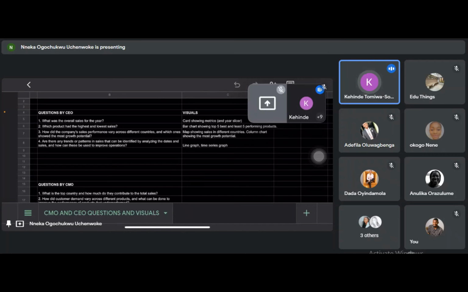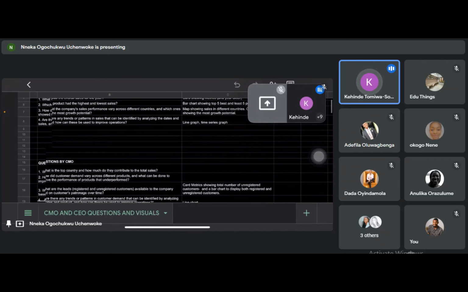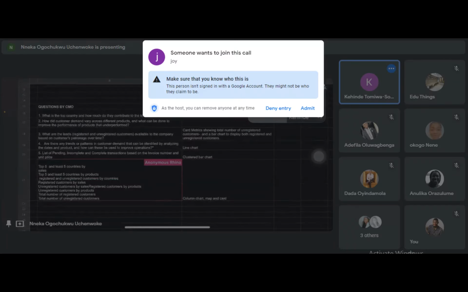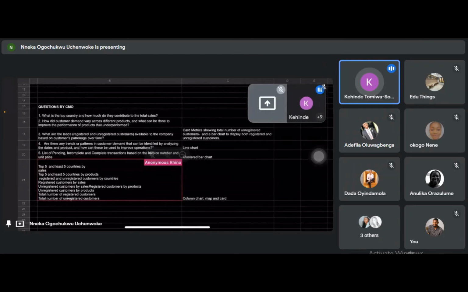Most of the things we are writing here, it looks like they've already been answered with the initial questions and visuals that we chose for the CEO. So we're trying to look at something that is more like marketing insights.